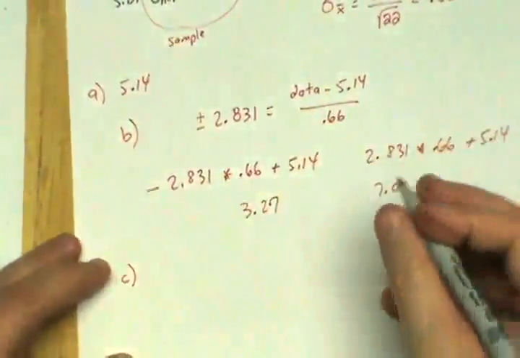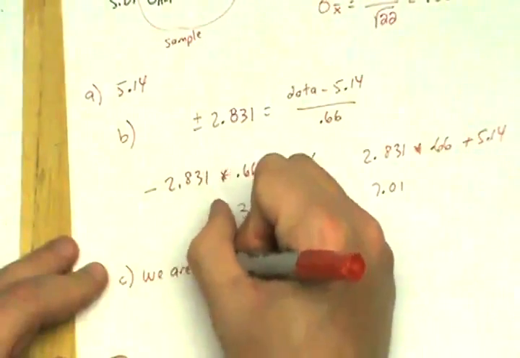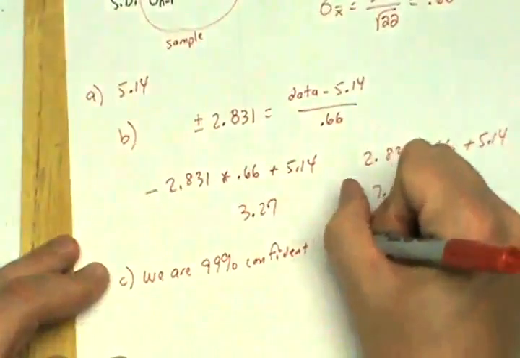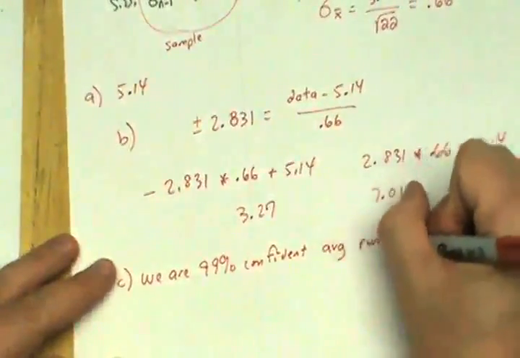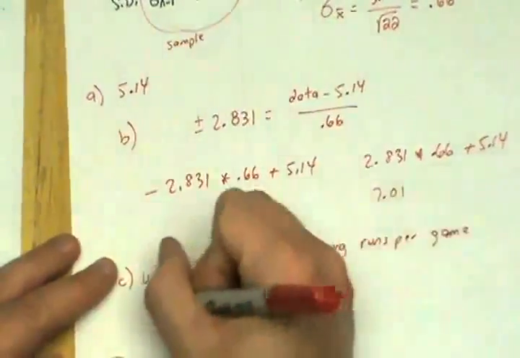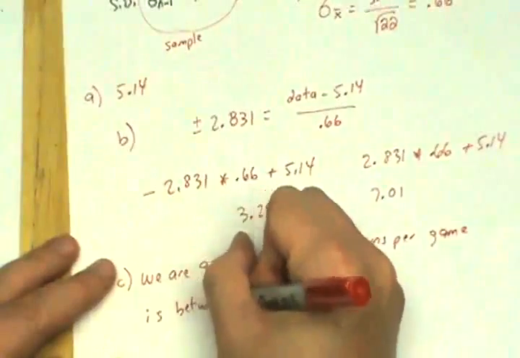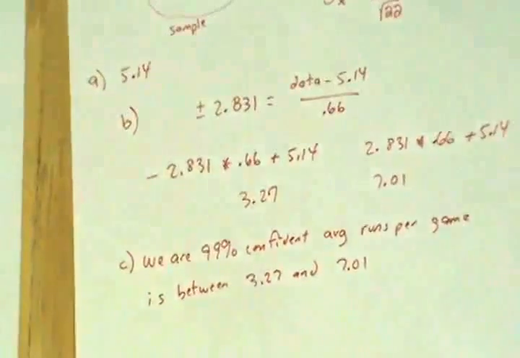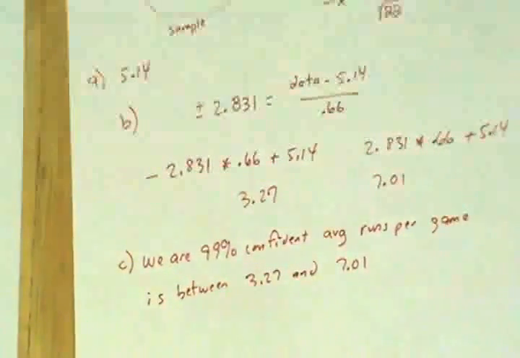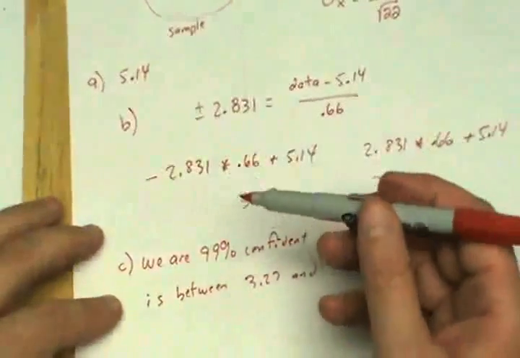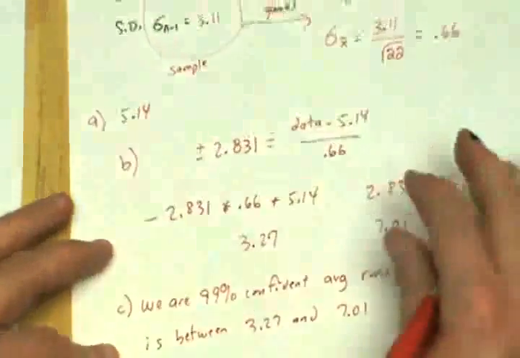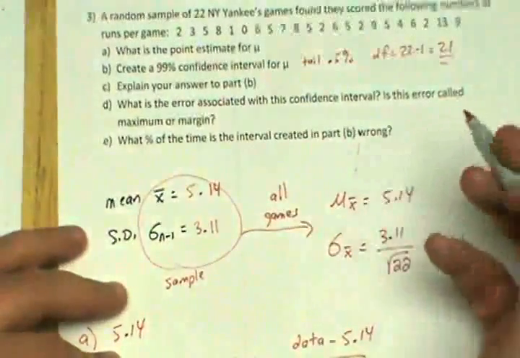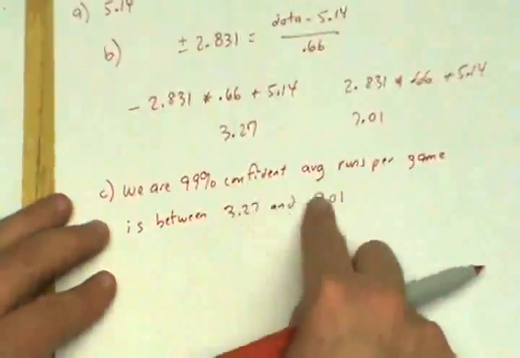So C asks to explain this, so we're going to say we are 99% confident the average runs per game is somewhere between 3.27 and 7.01. That's going to be the average for the whole year. Now that, like I said, is a pretty wide range, but that's because of two things. A 99% confidence interval is very high, and the sample size was pretty small. So in order for a small sample size, which is not as accurate as a large sample size, to be accurate, you have to have a pretty wide width.